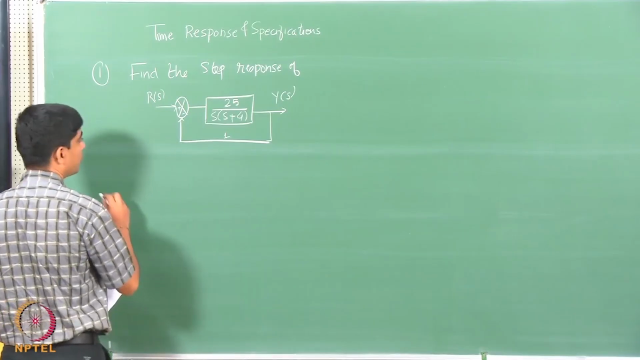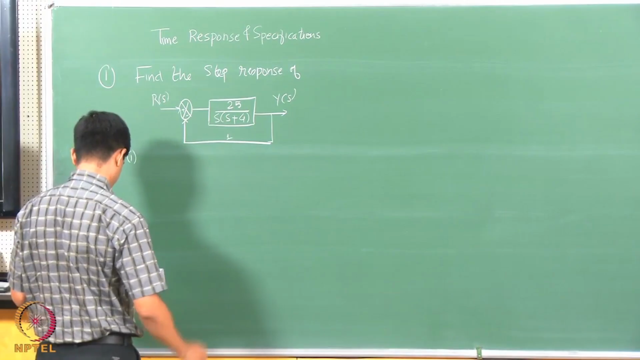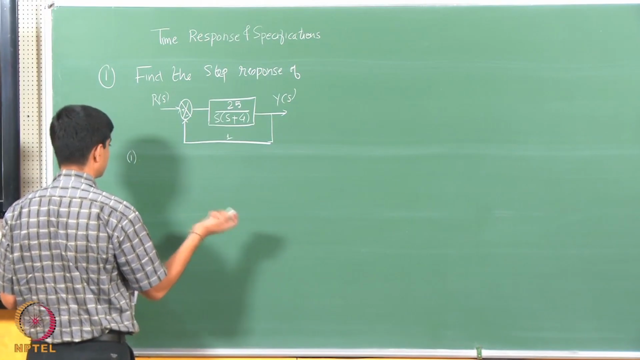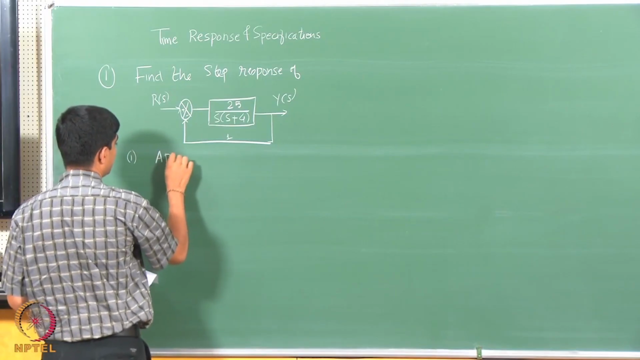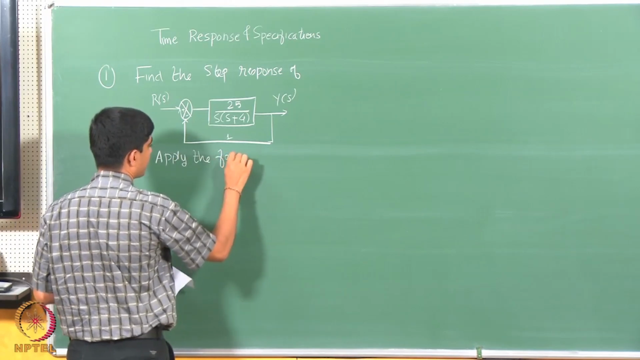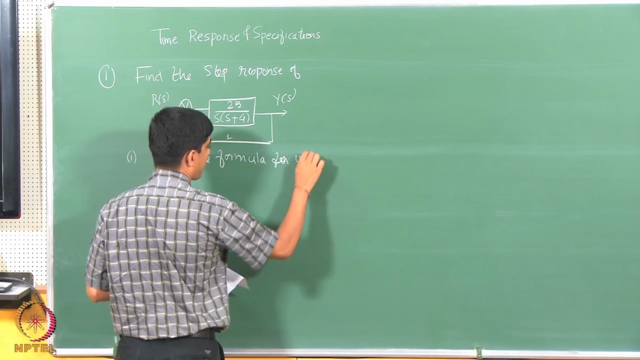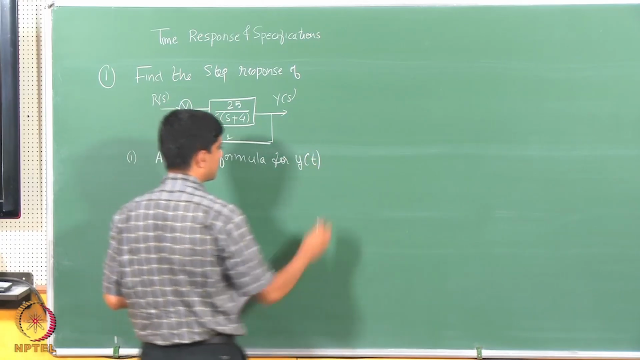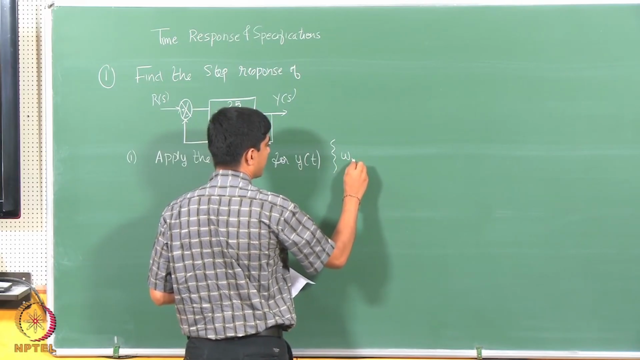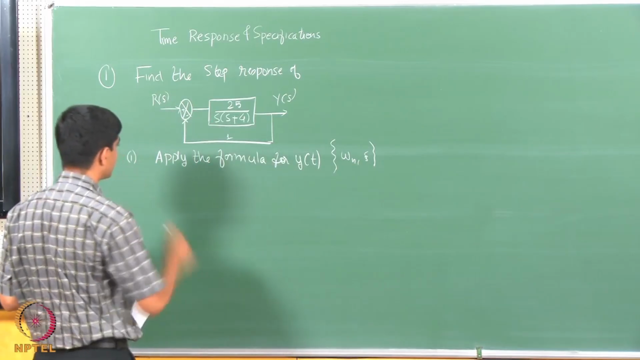So there could be two ways to do this, right? One is by applying the formula for y(t), and if you remember, this essentially was based on omega n and zeta. Okay, first let us see how the closed loop looks like.